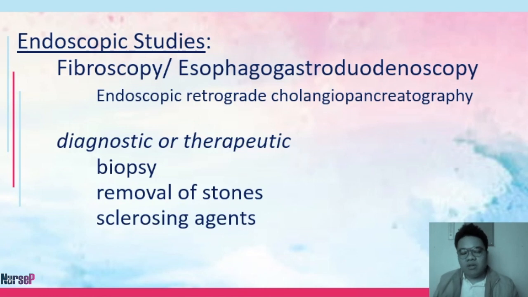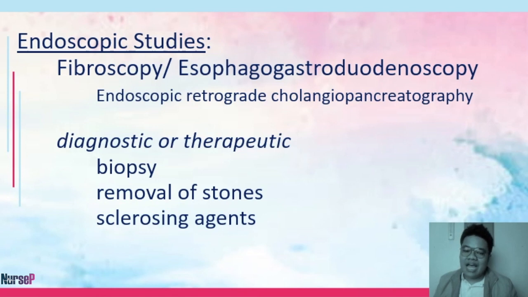Now, when I talk about fibroscopy or EGD, you should picture a patient wherein a scope is inserted through the mouth of the patient. Okay, and then this scope would go towards the esophagus of the patient to visualize the esophagus, and then the stomach, and then later on the small intestines. This procedure has several purposes. It could be diagnostic or it could be therapeutic.